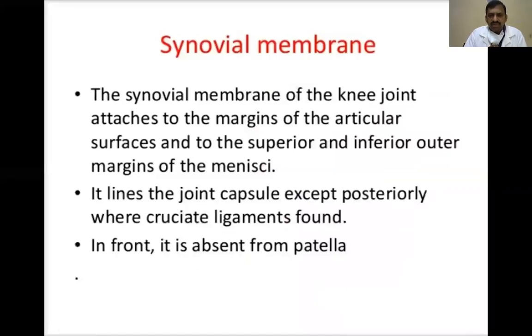Next, the synovial membrane. The synovial membrane of the knee joint attaches to the margins of the articular surfaces and to the superior and inferior outer margins of the menisci. It lines the joint capsule except posteriorly, where the cruciate ligaments are found. Cruciate ligaments are intracapsular but extra-synovial. That is a very important point. In front, it is absent over the patella.